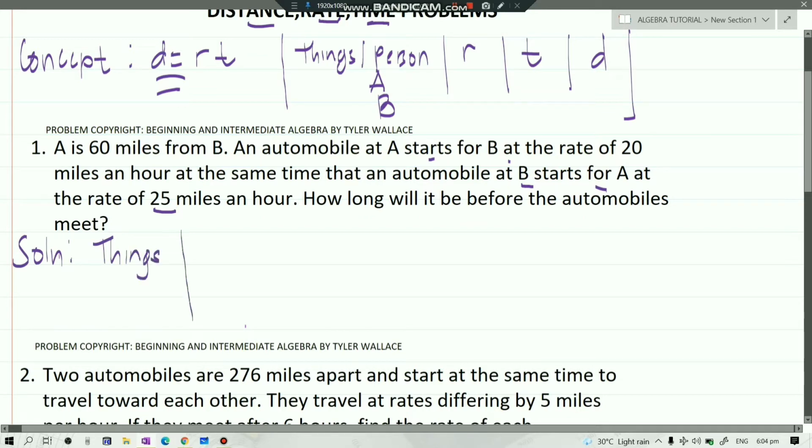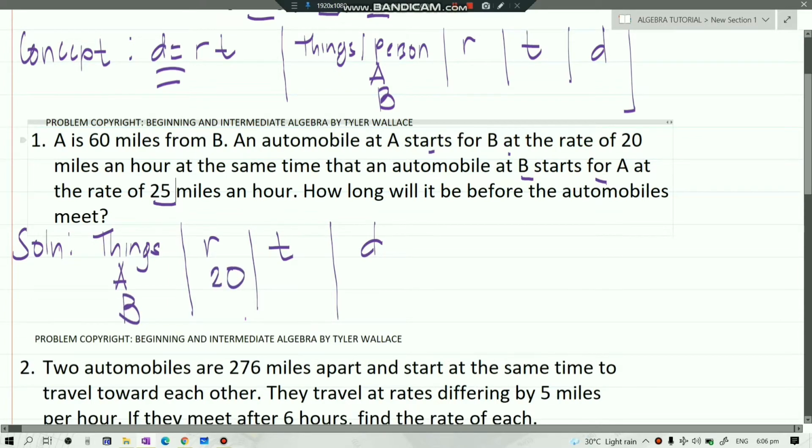So things, we have the rate, the time, and the distance. So, automobile A and automobile B. So, ano yung rate nila? So, we have 20 and we have the rate for B at 25 miles per hour. So, since ang hinahanap dito is the time, lagyan natin siya ng variable. Then, from the concept of distance is equals to rate times the time, that is 20t and 25t.